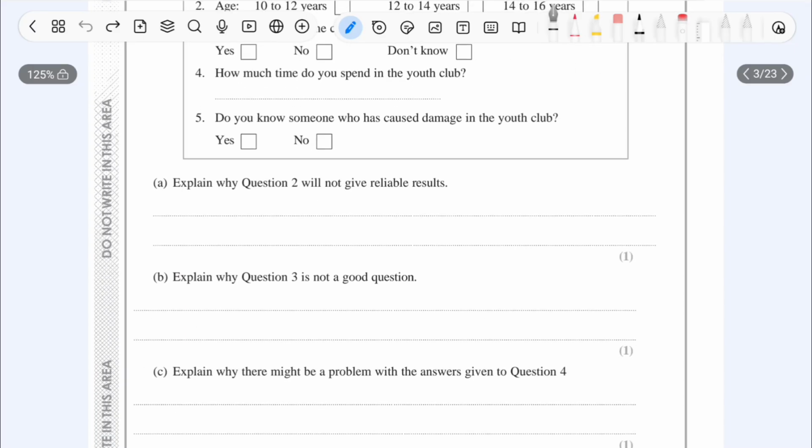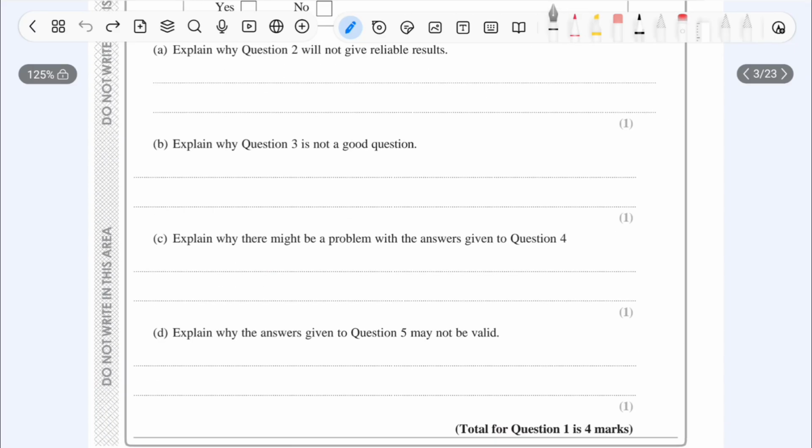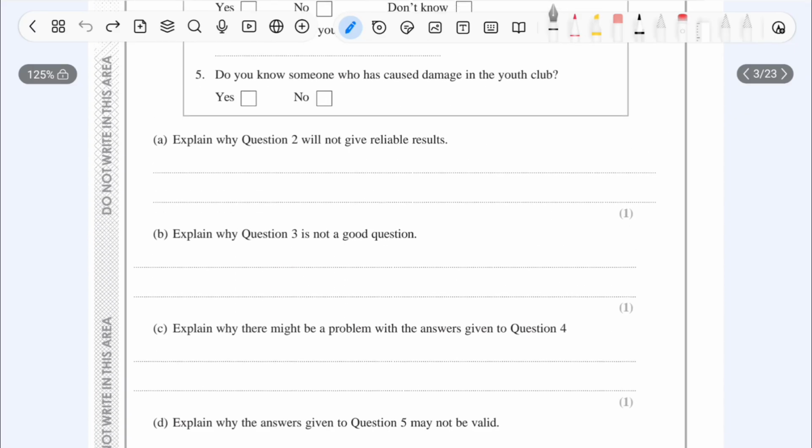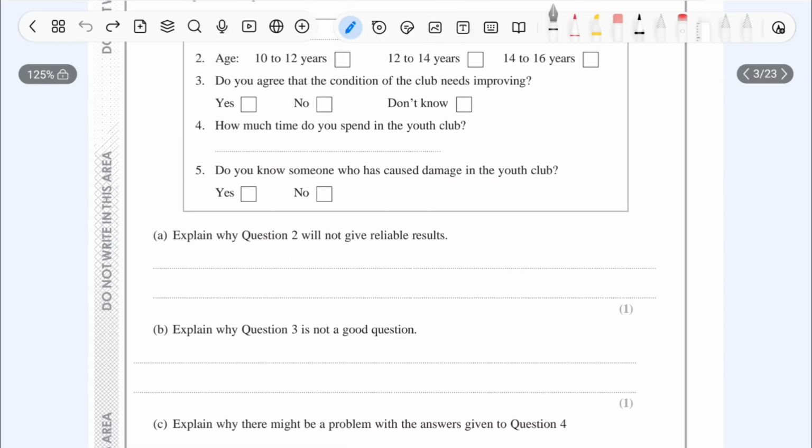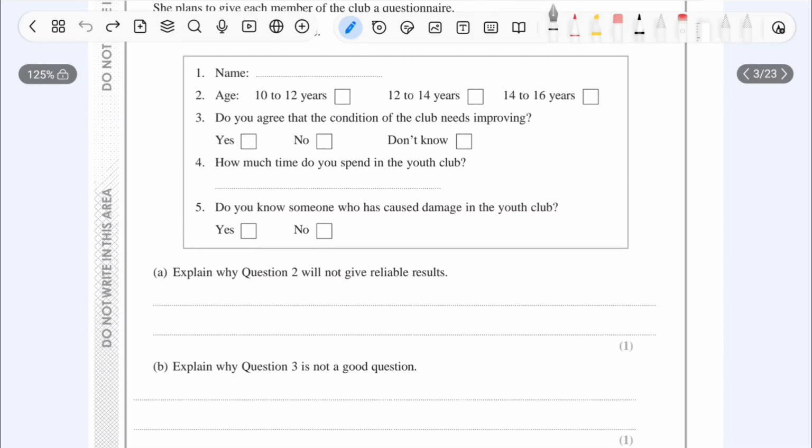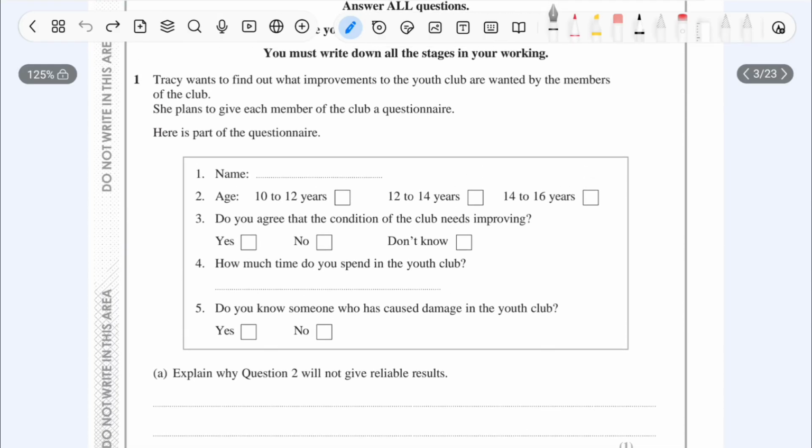Before I resume this, I just want to point out that this is such a nice question for 4 marks in total, because if you know the content, you can do this so fast, and it gives you a bit more time for those harder questions later on, and just reduces the stress a bit. Back to the question. Why will question 2 not give reliable results? Question 2 asks us to input our age. We have 10 to 12 years, 12 to 14 years, and 14 to 16 years.